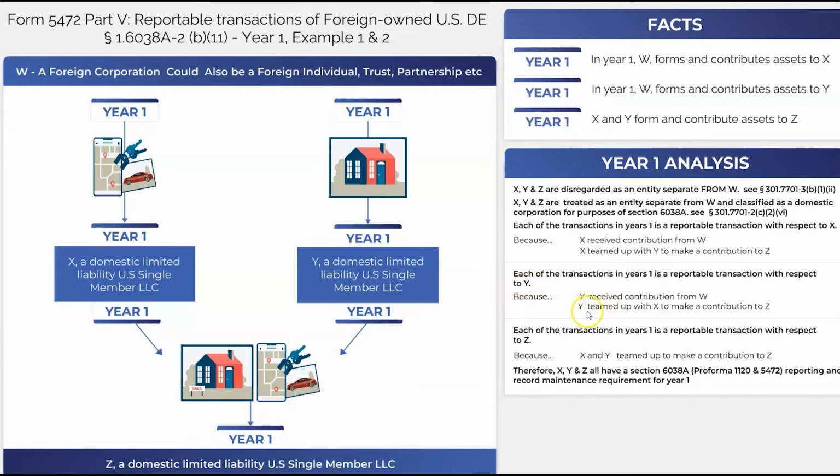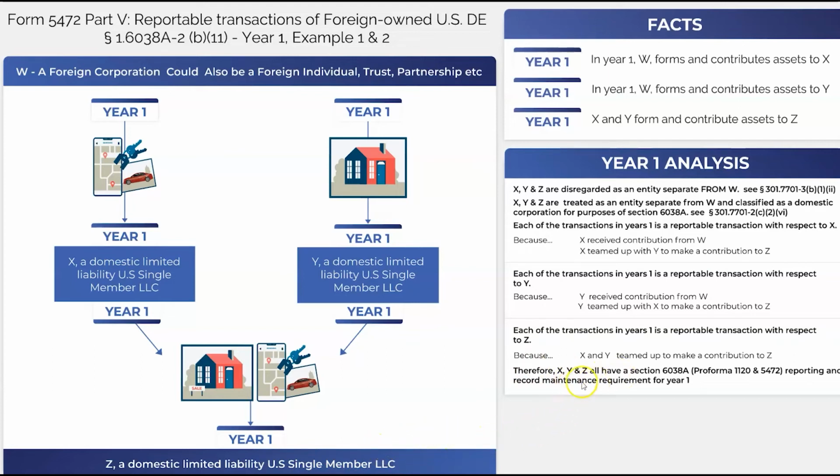Secondly, Y also has a reportable transaction because it teamed up with X. They both came together to contribute, each of them contributing assets respectively to Z, which is a single member LLC. So that information also needs to be reported on Y's pro forma 1120 and 5472. Now let's come to Z. Each of the transactions in year 1 is a reportable transaction with respect to Z. And why is that? Because X and Y teamed up to make a contribution to Z. So as you can see, X and Y each contributed their assets to form Z. Z also has reportable transactions. It needs to file pro forma 1120 and 5472.